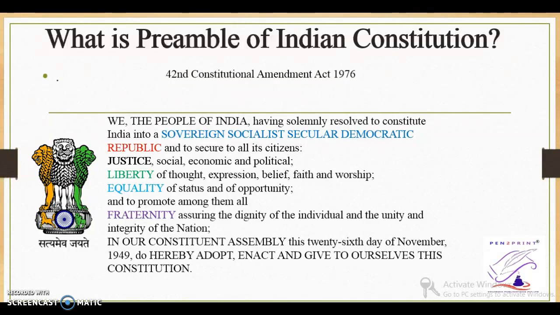its citizens social, economic, and political justice, liberty of thought, expression, belief, faith, and worship, equality of status and opportunity, to promote among them all fraternity, so as to secure the dignity of the individual and unity and integrity of the nation. The purpose of the preamble is to clarify who made the Constitution, what its source is, what the ultimate sanction behind it is, what the nature of the polity which is sought to be established by the Constitution is, and what its goals and objectives are. It provides assurance of dignity to the individual and the idea that the state should follow.